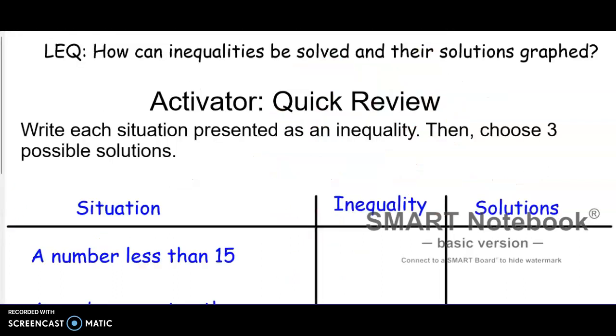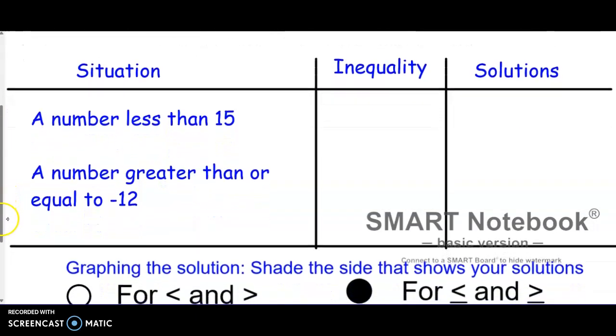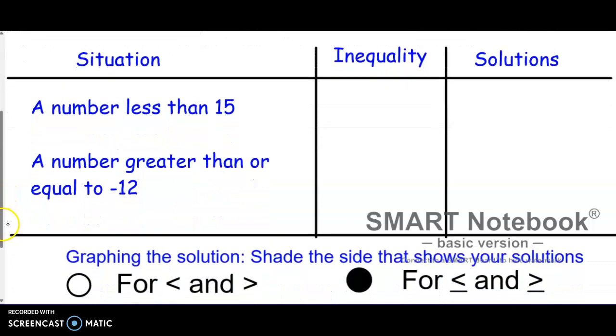Today we're going to be taking a look at how inequalities can be solved and how their solutions are graphed. Take a minute and write down each possible solution. Stop the video if you need to.